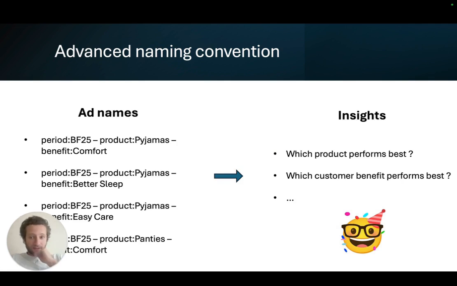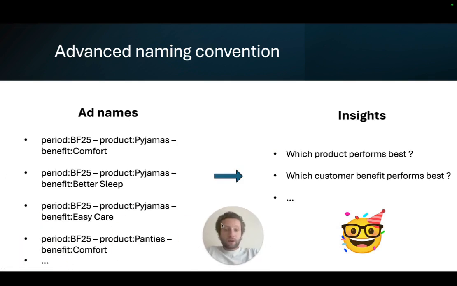So actually, if I go back to the example, if I take specific examples, why would I bother creating an advanced naming convention? Because the insights I'll get will be even more powerful than if I just used a basic naming convention. Here are a few examples for you. Let's say I've given you 4 examples of ad names, of ads. So, BF25 period, product, pajamas, benefit, comfort. So this is the one we had above. The second one, BF25 period, product, pajamas, no change there. Benefit, better sleep, benefit, easy care. Next, product, panties, benefit, comfort, etc. So I can make any combination I want depending on the ads I produce.